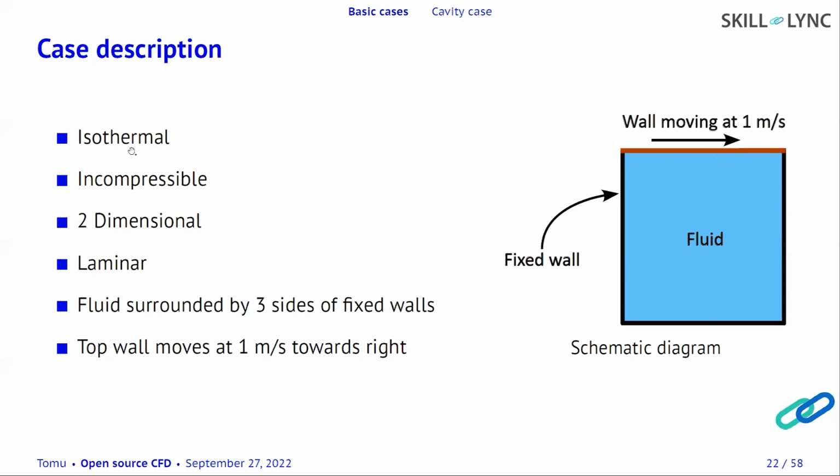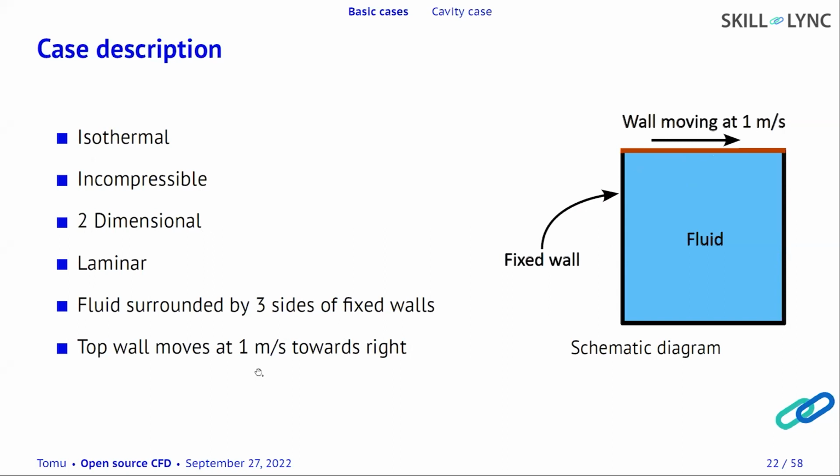This is an isothermal case, meaning there are no temperature variations that we are considering in this case. And incompressible means the density variations are also neglected. So we are assuming that the fluid always has a constant density. And then this is a two-dimensional case. So you can see in the XY plane, we are able to view this case.